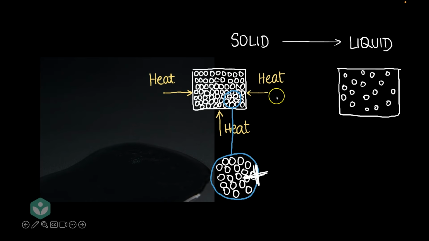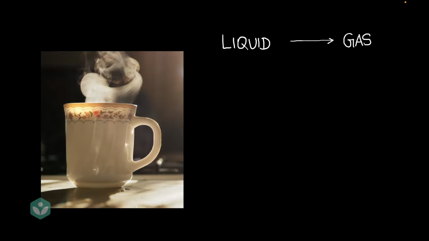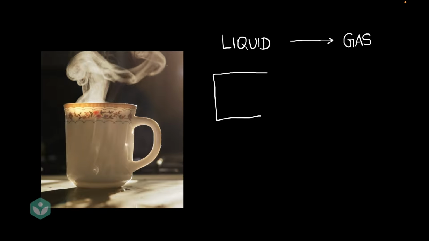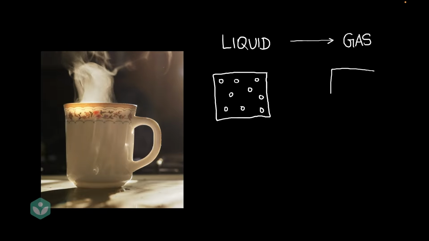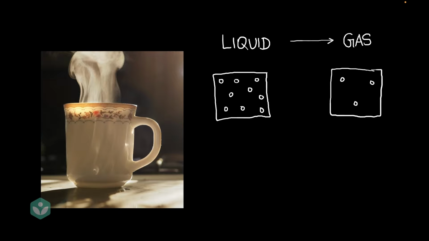Okay, so just to summarize what happened, heat got absorbed, these particles started jumping because of the heat, and then they pushed each other away, and the solid became a liquid. So how does a liquid turn into a gas? A liquid has molecules packed somewhat like this, and a gas has molecules packed very, very loosely. Now, how does a liquid turn into a gas? The concept is the same as the previous one.